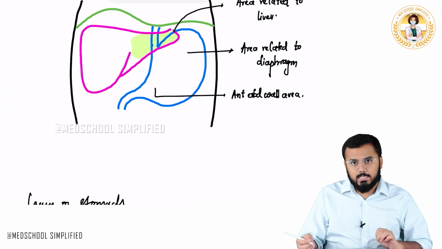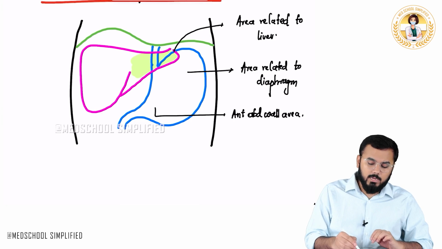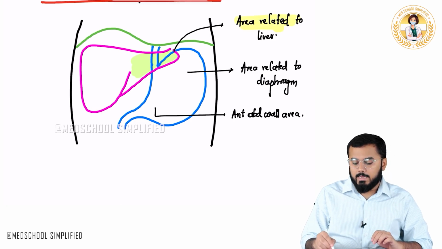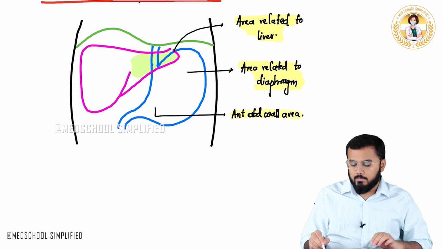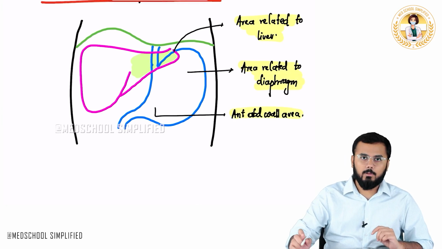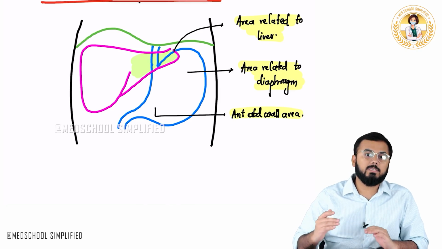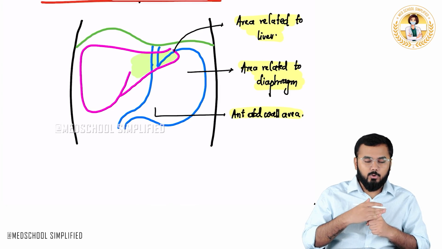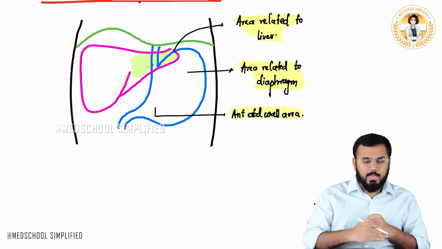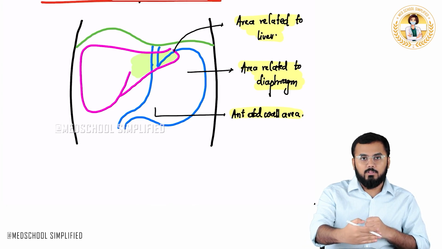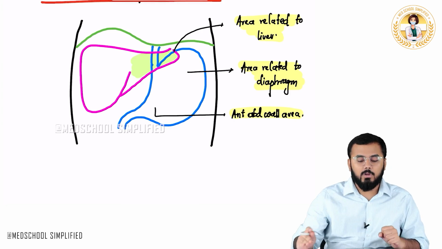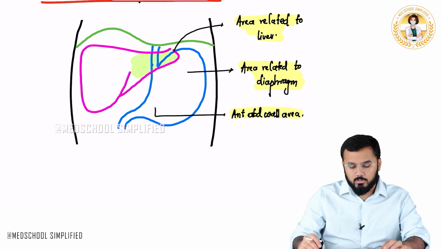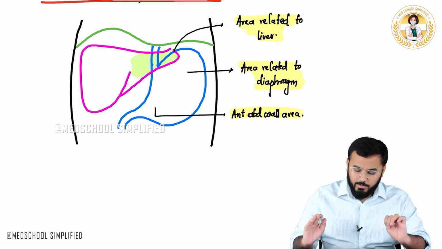So these are the three important things. What are they? One is the area related to the liver, another is the area related to the diaphragm, and the third is the area related to the anterior abdominal wall. These are the three structures present anterior to the stomach. If this is the stomach, anterior to this you have the liver, this entirely is the diaphragm, and in front of the diaphragm you have your anterior abdominal wall. So these are the structures which you need to remember.